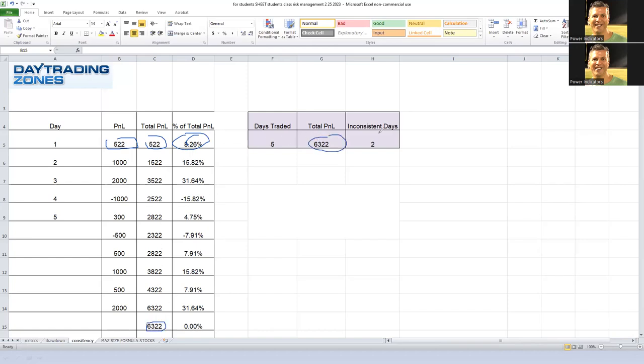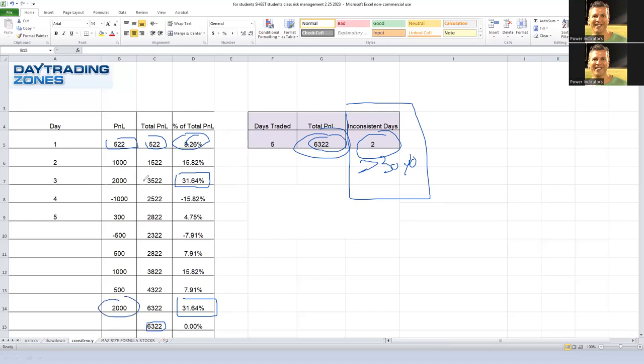And it tells you how many days you have that are inconsistent days, which means you are above or below the 30%, usually above the 30% of the overall total profit. So if you look here, I have one day that is inconsistent here and one day that's inconsistent here. Why? Because they are abnormal to my type of trading. They are above the mean.